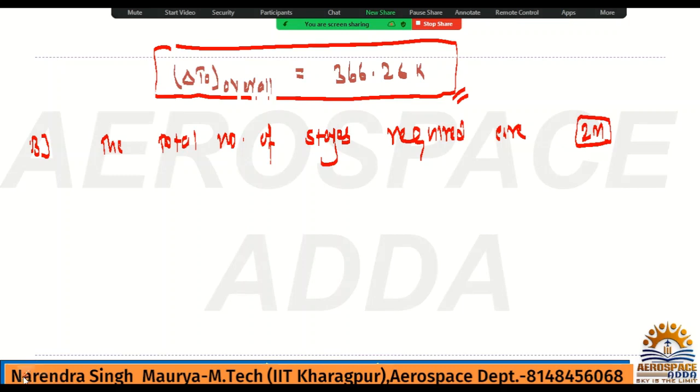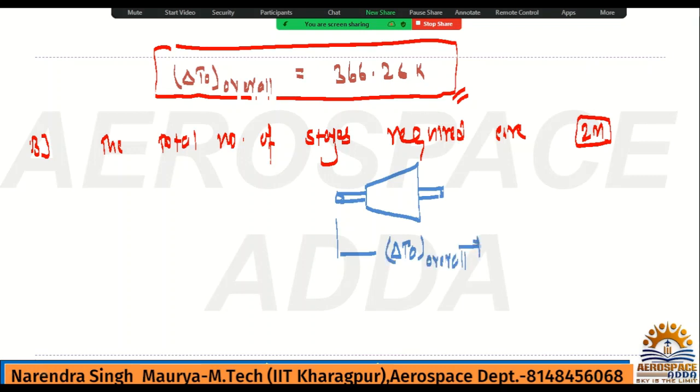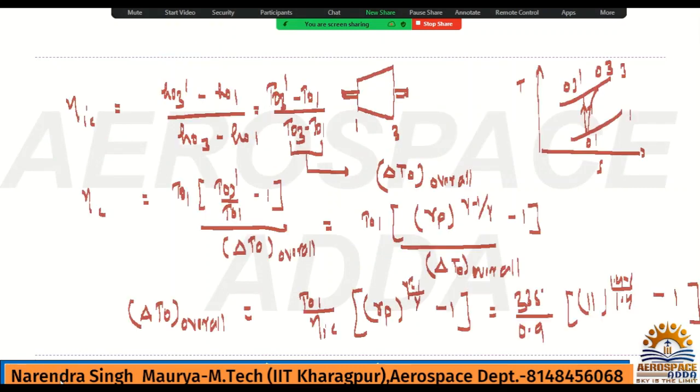Now how to get the number of stages? Very simple. In the system, across this compressor, end to end, you have calculated the total temperature rise, delta T0 overall. All right, end to end you have calculated. You can say this is the compressor. Now in this we have many stages. All right, we have many number of stages.